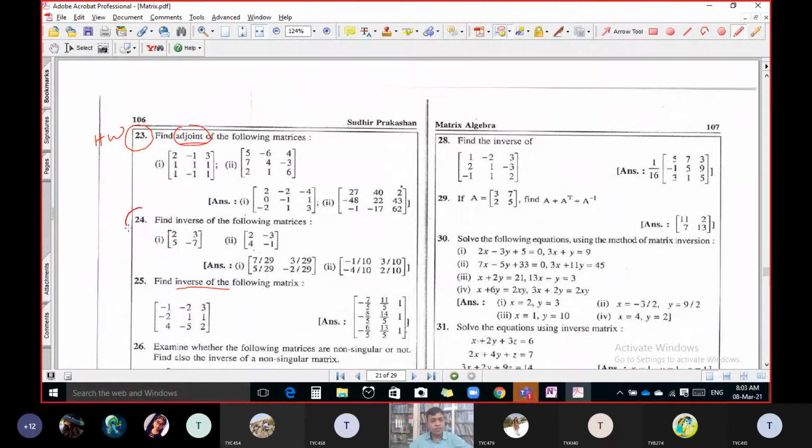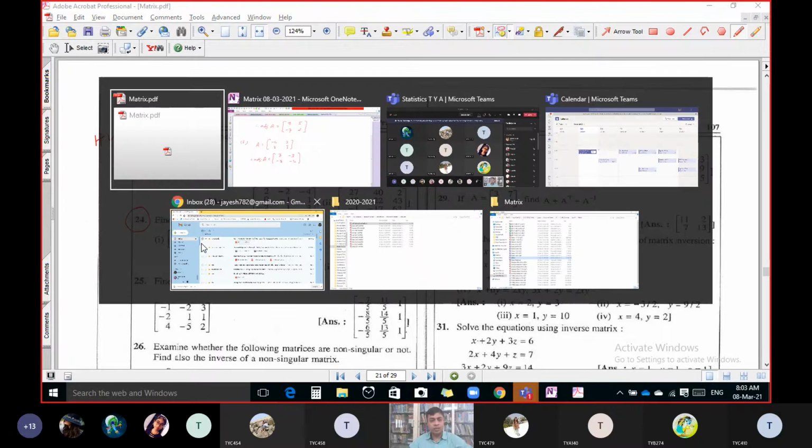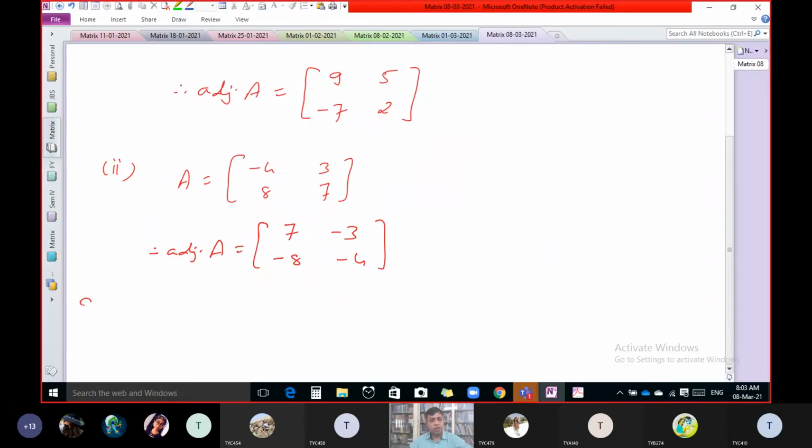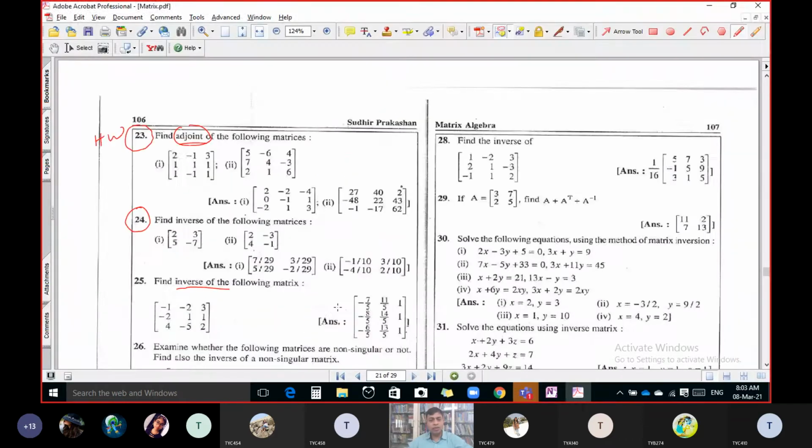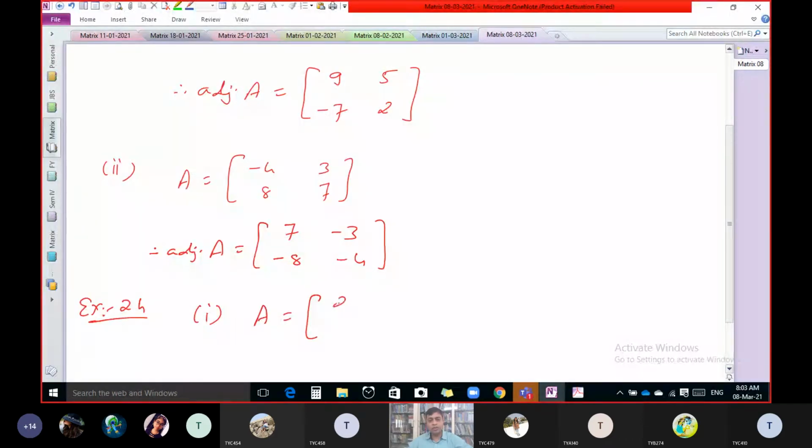Before that, let us discuss question number 24. Find the inverse of the following matrix. So we have to find the inverse now. The elements are 2, 3, 5, minus 7. Number 24. First one, let us say A equal to 2, minus 3, 5, minus 7. And here we have to find the inverse.